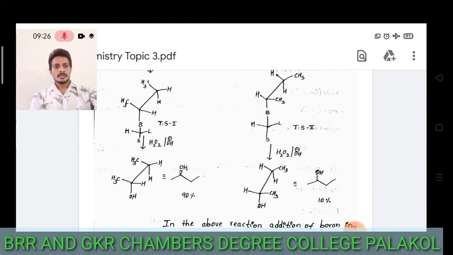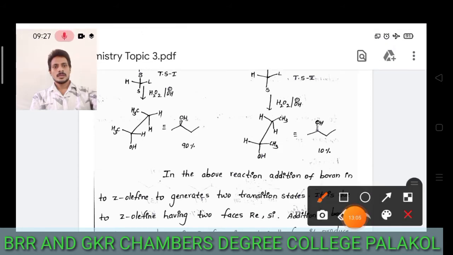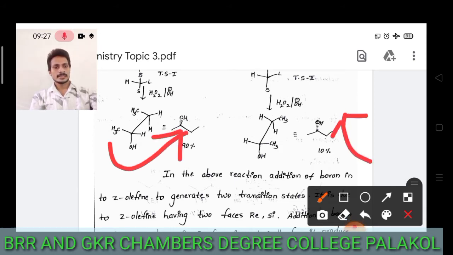The molecule is again treated with hydrogen peroxide in the presence of basic medium, and it undergoes an oxidation reaction to give the corresponding alcohol. Again it gives alcohols, 90% of R isomer and 10% of S isomer.